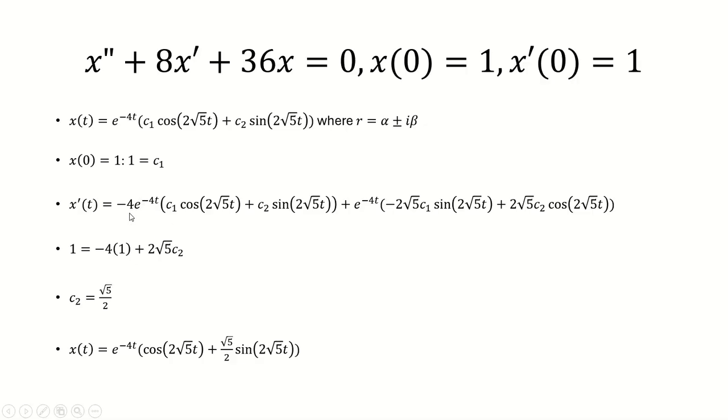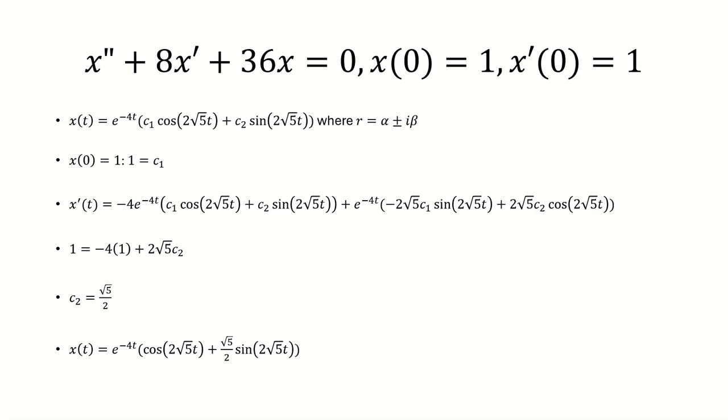So that reduces to just -4 times 1, and then this whole inside is c1 times 1, which is just 1, plus 0. So it's -4 times 1 plus, and then on the right side here, e to the -0 is 1. This whole thing is 0 because sine of 0 is 0. And this thing is 2 root 5 times c2. So now to solve for c2, we must add 4 to both sides and then divide by 2 root 5. When we do that, we rationalize the denominator and end up with root 5 over 2 for c2.